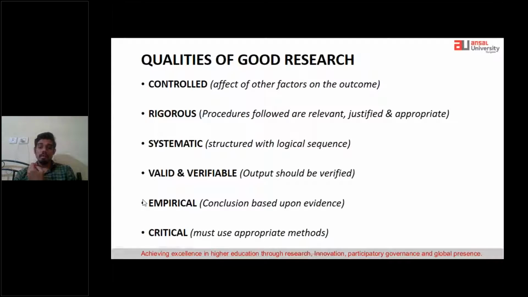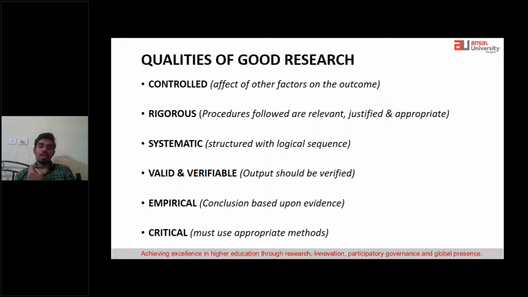It should be rigorous. Rigorous in the sense that the procedures which you follow are relevant, justified, and appropriate. You should always use the gold standard procedures for your examination or data collection. Let's say if you have clinical data, the clinical concepts which you apply, or the investigations which you do for the patient, should all involve gold standard procedures which are highly reliable. Because if your procedures are not reliable, your output cannot be reliable. So you have to take care of that.